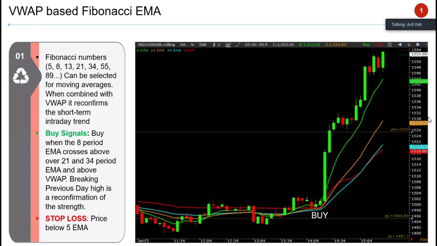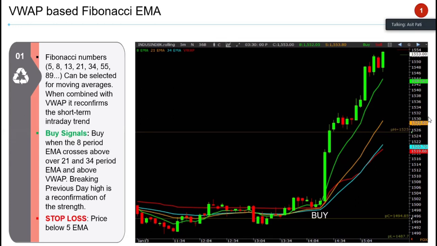It should be under your radar. Whether you take a trade or not doesn't matter. Normally what I look at on a 5-minute candle is the 8 EMA crossing above the 21 and going above the 34, with VWAP up, and then it is a buy.